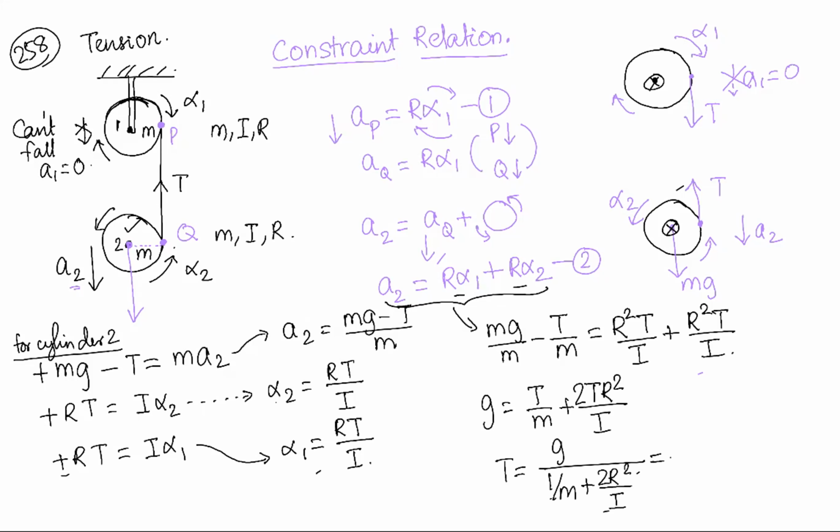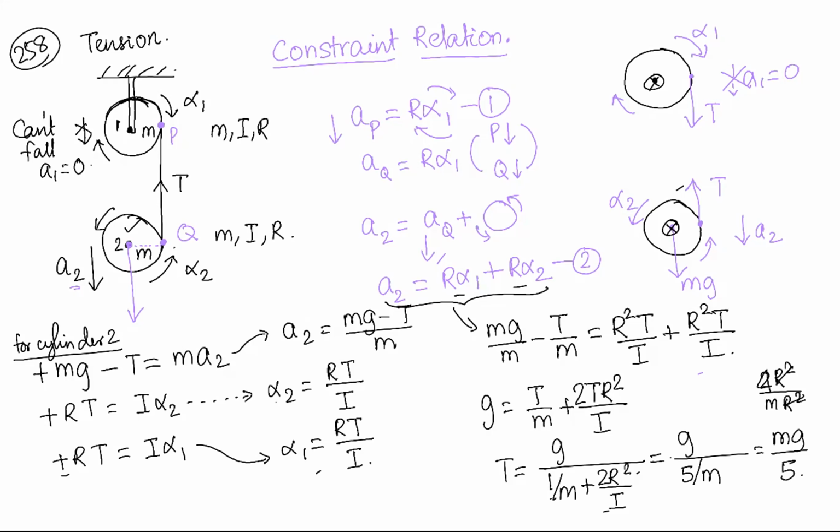There are two identical solid cylinders. So cylinder is like half m r square. So if it is half m r square, 2r square divided by m r square divided by 2. So that will become how much? 4 divided by m. So it is G divided by 1 by m plus 4 by m, which is equal to 5 by m. So the tension will be equal to mg divided by 5.